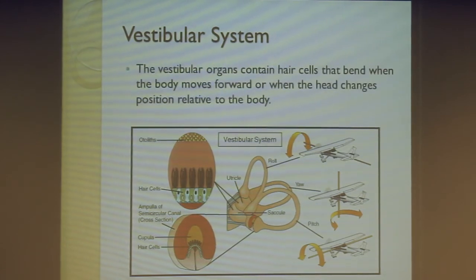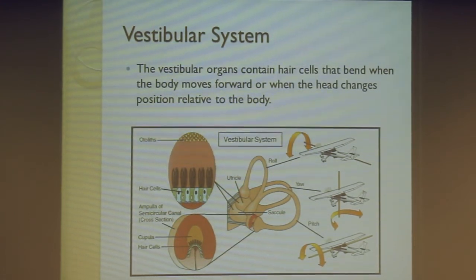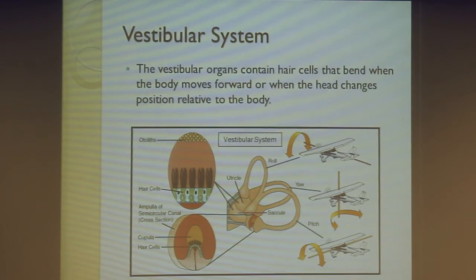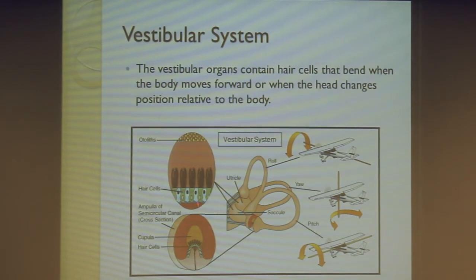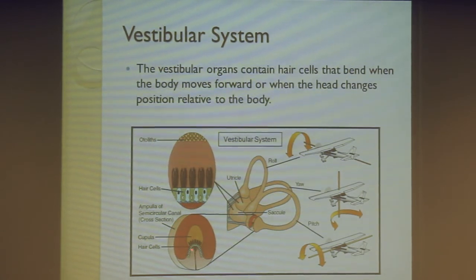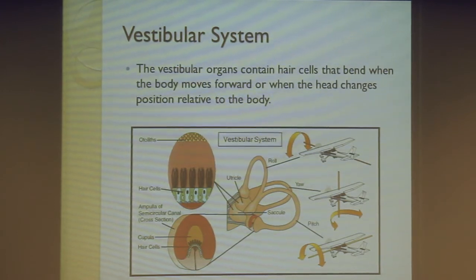Now the vestibular organs contain hair cells that bend when the body moves forward or when the head changes position relative to the body. So that's how you know whether you're the right way up or lying on your side or bending over. It's because of these little hair cells. Okay, this is just a section showing you what these little hair cells look like. They give you a sense of where your body is in space. Okay. You'll be learning about the hair cells.